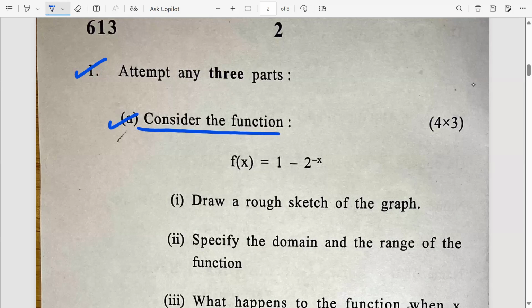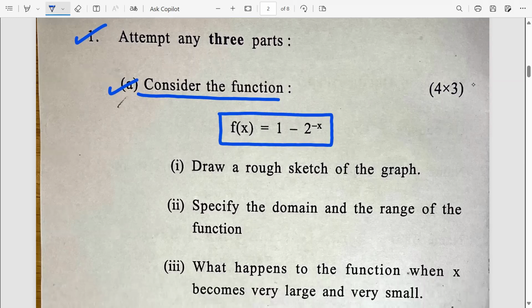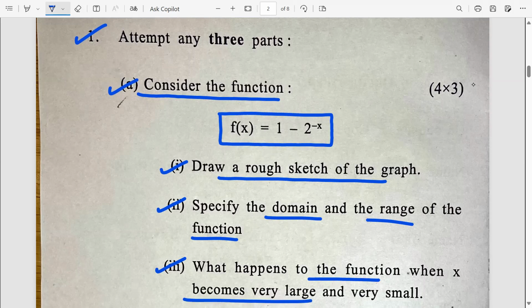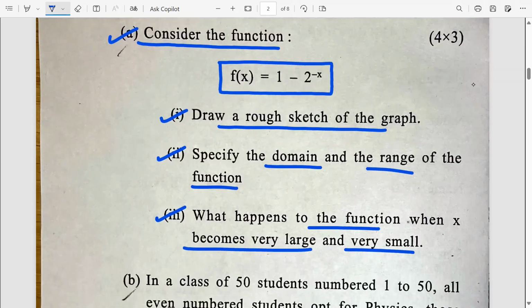Consider the following function f of x is equal to 1 minus 2 to the power minus x. First part asks us to draw a rough sketch of the graph. Then we need to find the domain and range of this function. And then the third part asks us what happens to this function when x becomes very large and very small. That means I need to find the limits also.